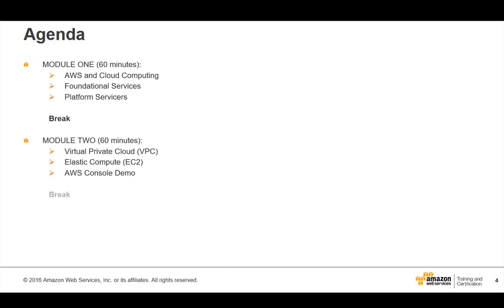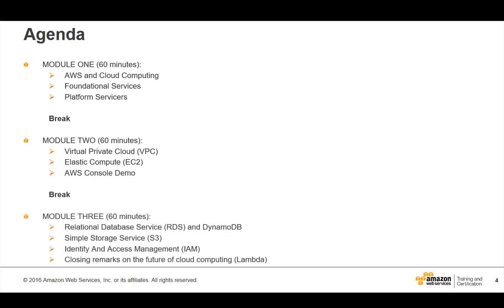One more break, and then finally Module 3, we'll look at RDS, Relational Database Service, DynamoDB, which is a NoSQL store. We'll look at how to store things using Simple Storage Service, and of course, no course would be complete without discussing security and how we lock things down using Identity and Access Management. Finally, maybe we'll do some closing remarks on where we see cloud computing going and maybe discuss subjects like Lambda very briefly. Okay, so that's the agenda for today.